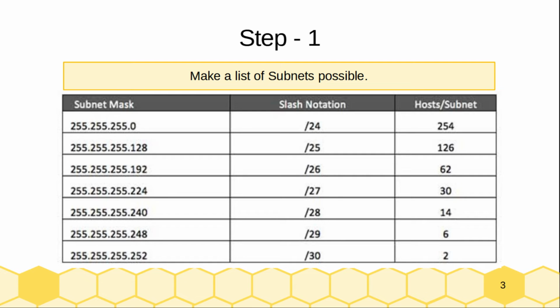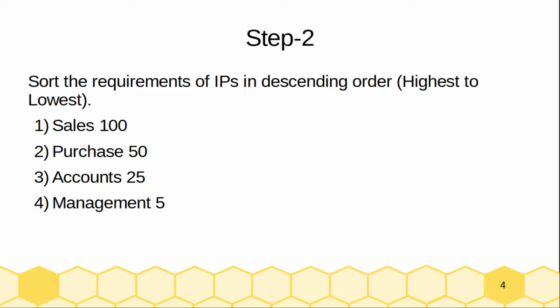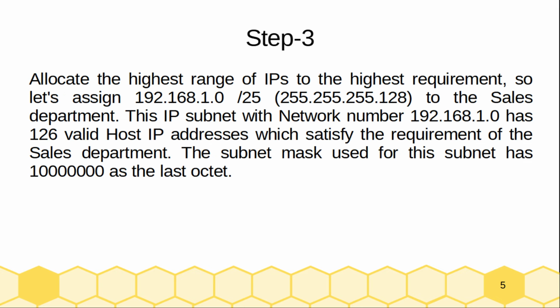Step 2 is to sort the IP requirements in descending order, highest to lowest. That means sales has 100 computers, the purchase department has 50 computers, the account department has 25 computers, and management has 5 computers. Step 3 is allocating the highest range of IP addresses to the highest requirement.